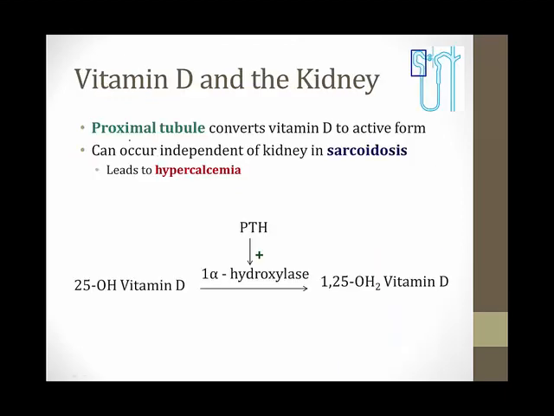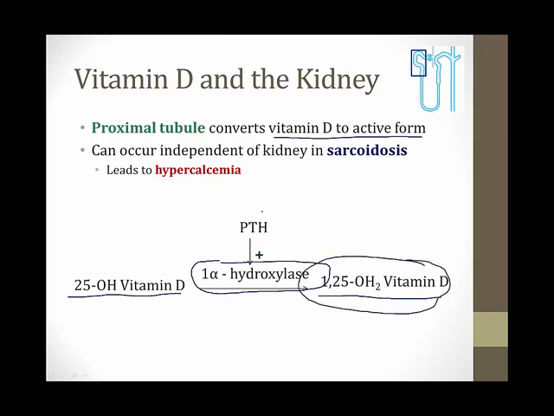Also in the proximal tubule, parathyroid hormone increases the conversion of vitamin D to its active form. There is an enzyme found in cells of the proximal tubule called 1-alpha hydroxylase. It converts 25-hydroxyl vitamin D into 1,25-hydroxyl vitamin D, which is the active form of vitamin D, and parathyroid hormone activates this enzyme. I talk about this whole process of activation of vitamin D in more detail in the biochemistry modules. One side note here is that this activation of vitamin D can occur independently of the kidney in diseases like sarcoidosis, and this is a way you get hypercalcemia in sarcoidosis. You have activation of vitamin D in absence of parathyroid hormone stimulation.